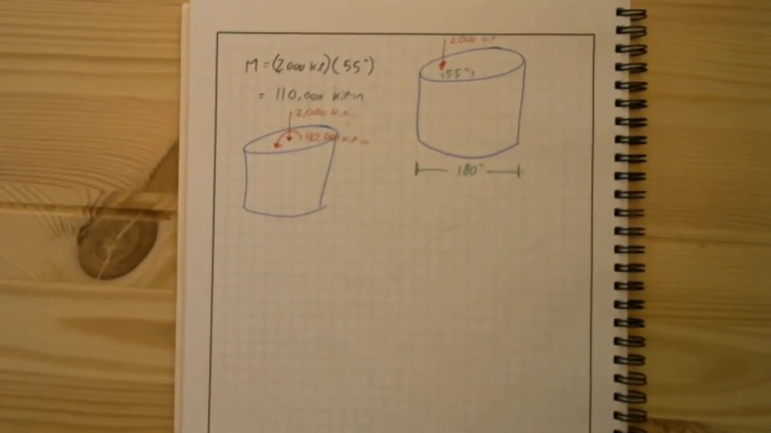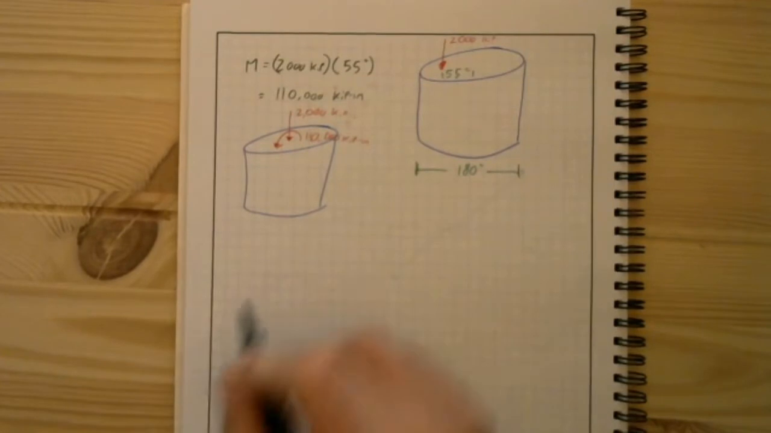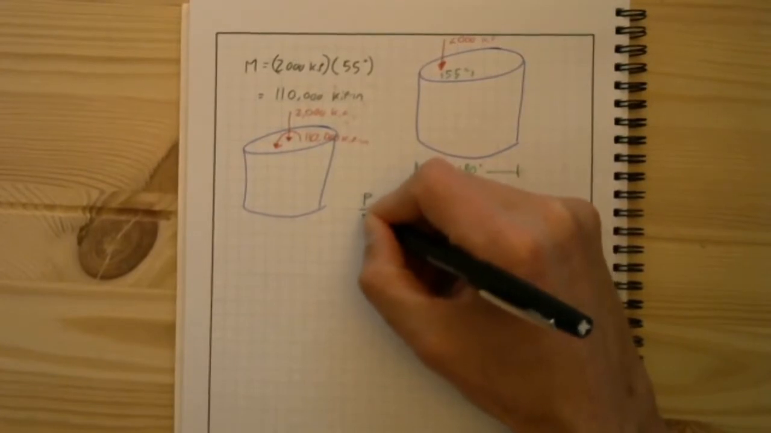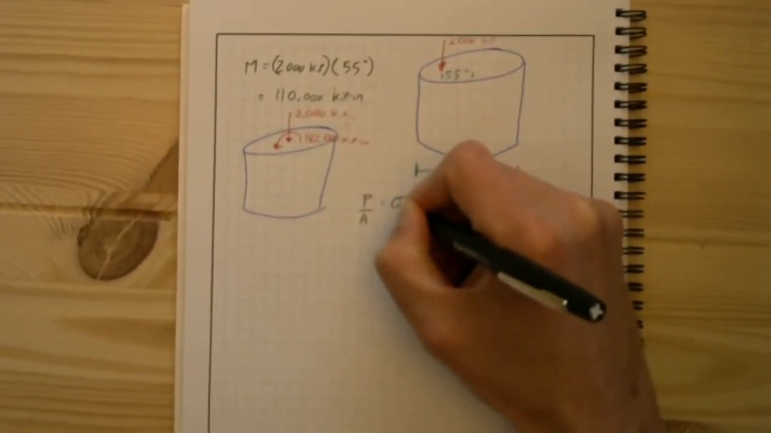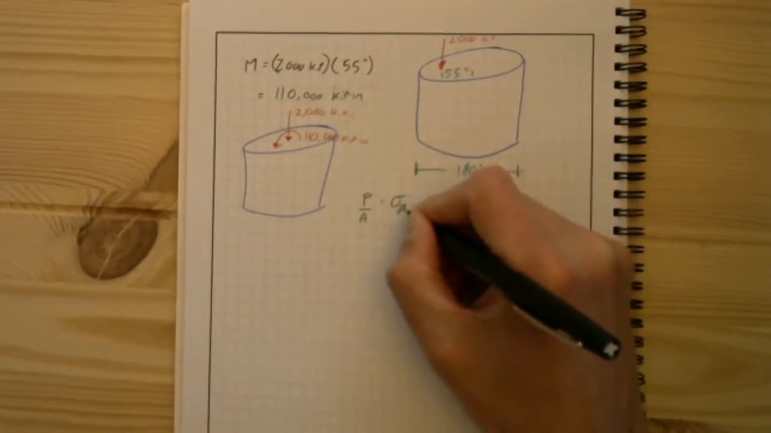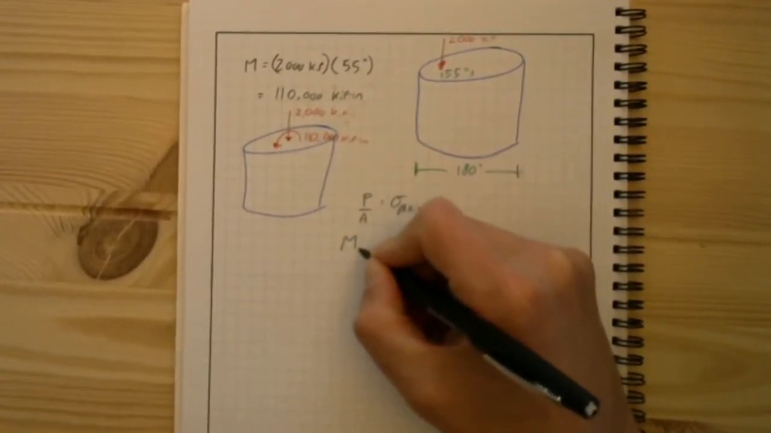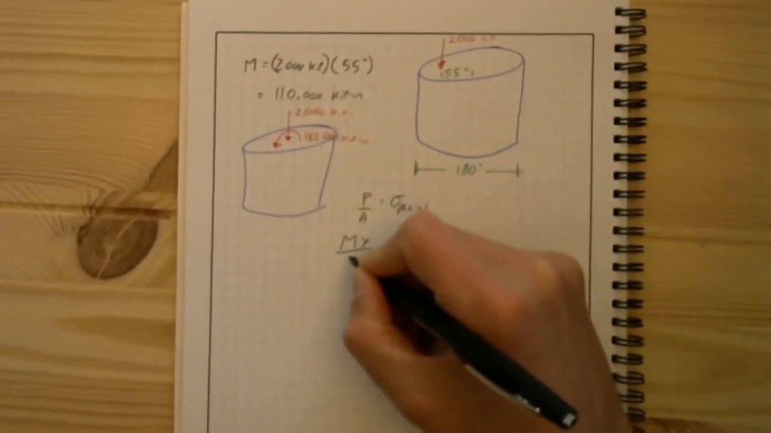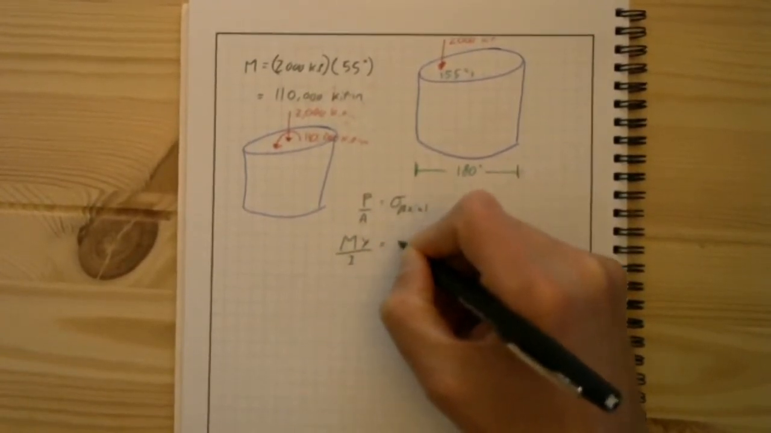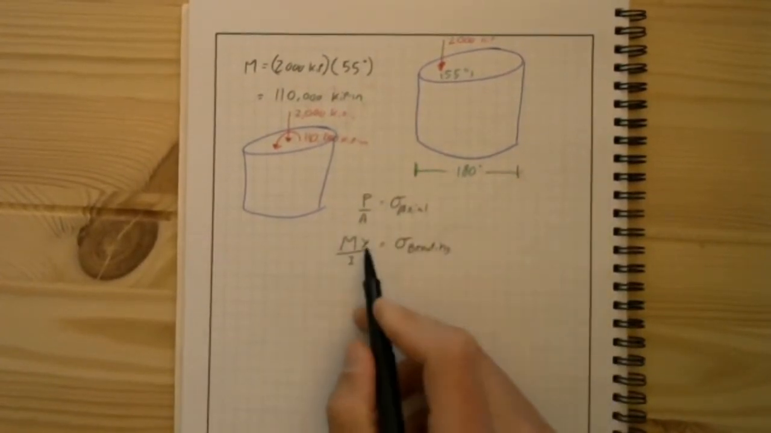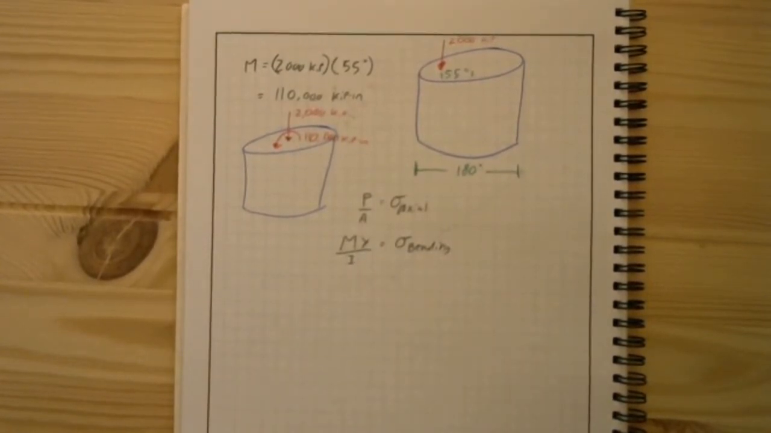We want to know about the stresses caused by this loading. So to do that, we're going to need to consider both the axial load, which is force over area, and we're also going to need to consider the bending stress. Which we find with a moment times the distance to the neutral axis divided by our second moment of inertia. Let's find our second moment of inertia now.